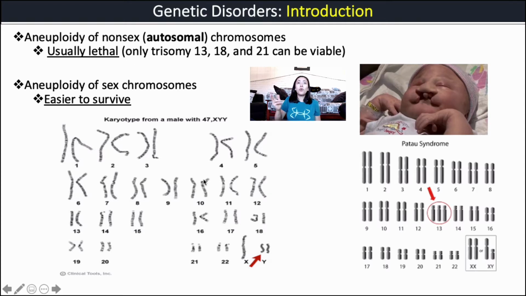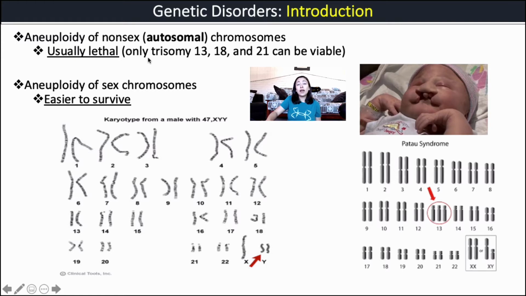However, one thing I want to point out is that aneuploidy of non-sex chromosomes is usually lethal because these chromosomes have a lot of different genes on them that control a lot of different things in your body. So if you have an extra one of these or you're missing one, usually it ends up in the fetus not being able to survive.